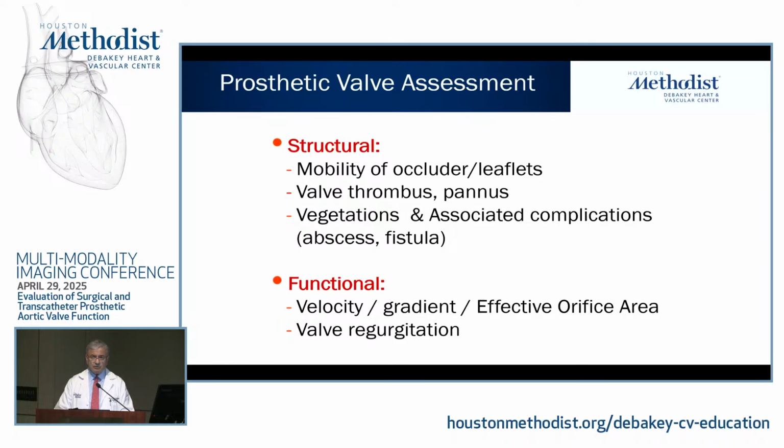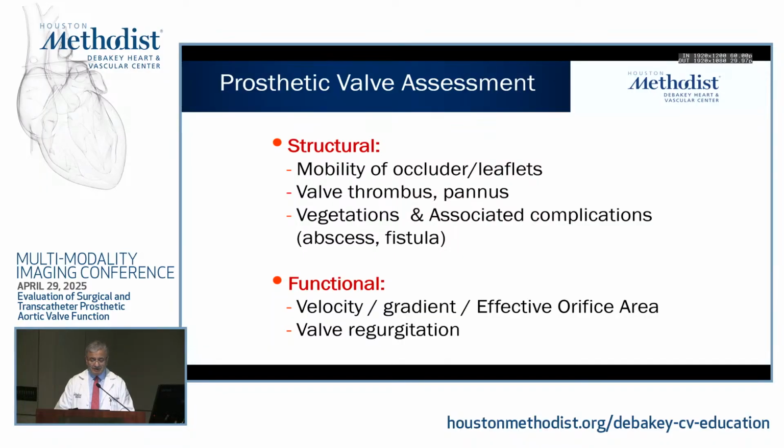So when we evaluate prosthetic valves, we look at structure in addition to function. Now, structure depends, obviously, on whether it's a mechanical or a bioprosthetic valve. You look at the mobility of the occluder in mechanical valves, the leaflet motion. Is there a valve thrombus or pannus when you're suspecting stenosis with high velocity and gradients? And is there any infection? Because obviously these valves are prone to endocarditis and associated complications, abscesses or fistulas.